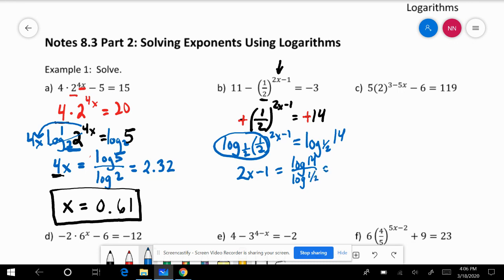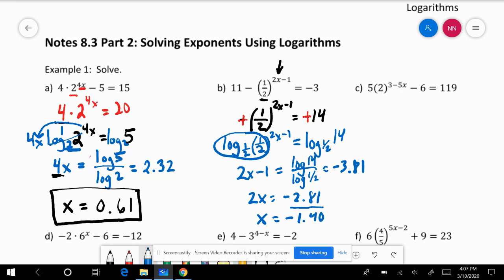We use our calculator. We take the log of 14 and divide it by the log of 1/2, and that gives us negative 3.81. Next step is we add the 1, so we have 2x is equal to negative 2.81. Then we divide by 2, so x is equal to negative 1.40.